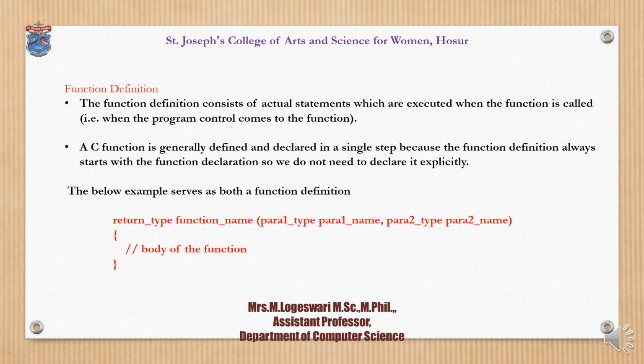Definition. A function definition consists of the actual statements which are executed when the function is called. The function is generally defined and declared in a single step, because a function definition always starts with a function declaration. So we do not need to declare it explicitly. The below example is for the function definition. First you give the return type, function name, and within the parentheses parameter 1, parameter 2. The parameter type also you have to mention. At the start of the function you give the open brace, after that the body of the function, then at the end of the function you give the close brace.